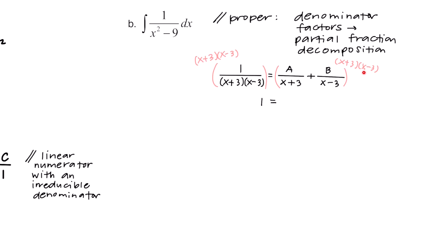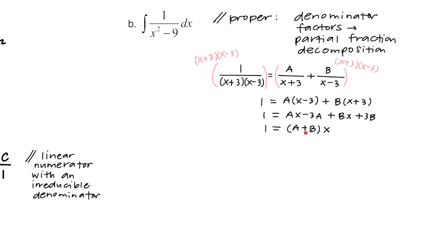When we take x plus 3 times x minus 3 and we multiply it to this fraction, the x plus 3's cancel, and then we're left with a times x minus 3. Similarly, over here, these x minus 3's cancel and we're just left with b times the quantity x plus 3. Next, we're going to distribute the a and the b. So when you take these two terms, write them next to each other, and factor out an x, you get a plus b times x. And then we have this constant, and we're going to write them over here. So we have plus negative 3a plus 3b.